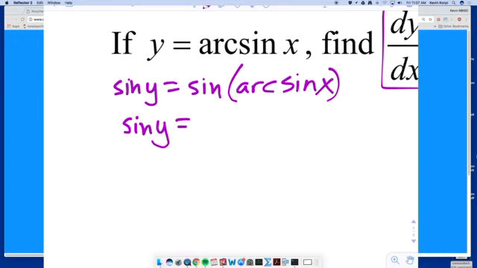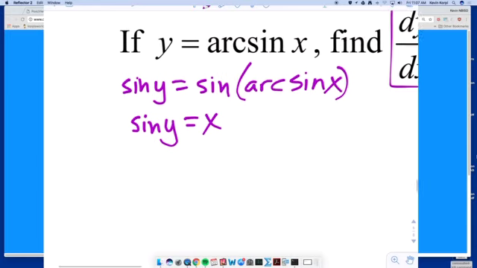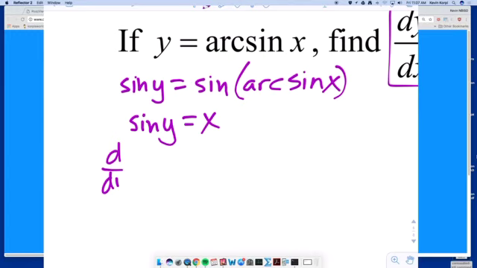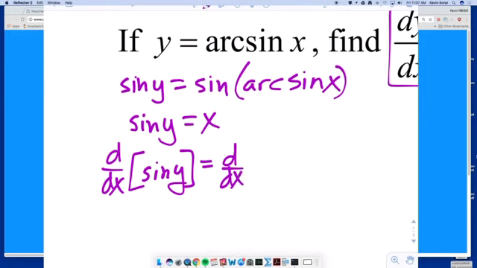It's just x. Now, I know how to take the derivative of sine, and I also know how to take the derivative how? Implicitly. So that's what we're going to do. We're going to take the derivative of both sides now with respect to x, using implicit differentiation. Sweet. Rely on things that you already know and build upon them.